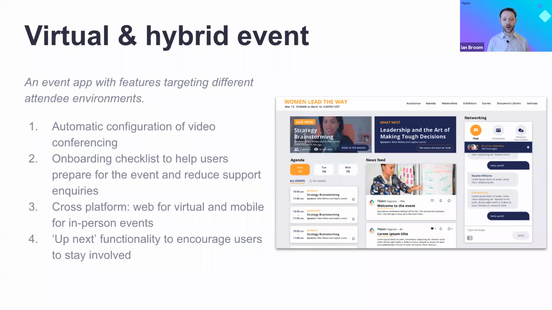And we're going to add up next functionality to encourage users to stay involved, which is really important when you're virtually attending events, because if there's a session that you're not terribly engaged with, you might think, well, I'll just check that email, and then you've lost your audience. The up next feature will entice users to stay actively engaged. And by giving them lots of other things they can do, such as networking and one-on-one chat, will hopefully keep them engaged, even if there aren't any sessions that are relevant to them at the time.